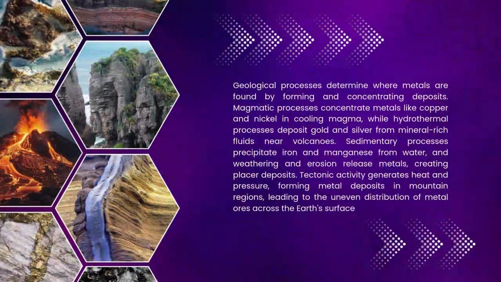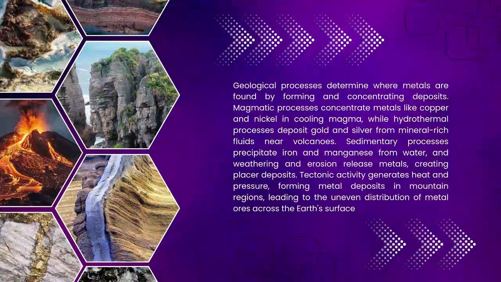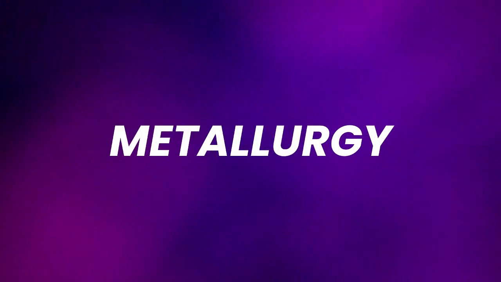How are geological processes involved in the distribution of metals? Geological processes determine where metals are found by forming and concentrating deposits. Magmatic processes concentrate metals like copper and nickel in cooling magma, while hydrothermal processes deposit gold and silver from mineral-rich fluids near volcanoes. Sedimentary processes precipitate iron and manganese from water, and weathering and erosion release metals, creating placer deposits. Tectonic activity generates heat and pressure, forming metal deposits in mountain regions, leading to the uneven distribution of metal ores across the Earth's surface.